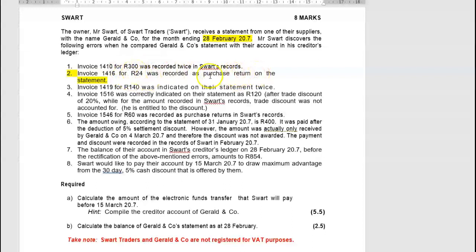The invoice increases the balance. So you're going to take out the statement, you're going to increase this balance with 24 Rand, then you have eliminated the impact of the credit note. But then you still have to pass the invoice, which is going to increase this balance once more. Now, we have passed this entry correct in our records.